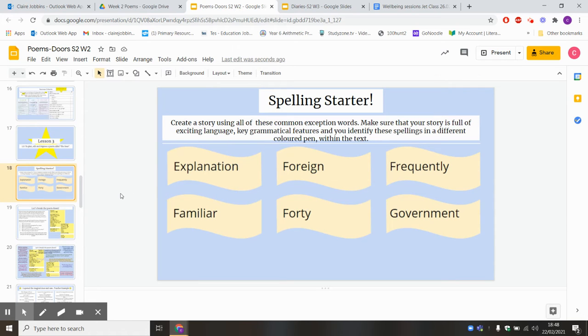Before we start any of our learning, we always make sure that we crack on with the spelling starter. Today we'd like you to create a story using all of these common exception words. Make sure that your story is full of exciting language and key grammatical features, and you identify these spellings in a different coloured pen within the text. So remember, ladies and gentlemen, that we're using explanation, familiar, foreign, forty, government, and frequently. Please pause this video and come back to me once you've done that.